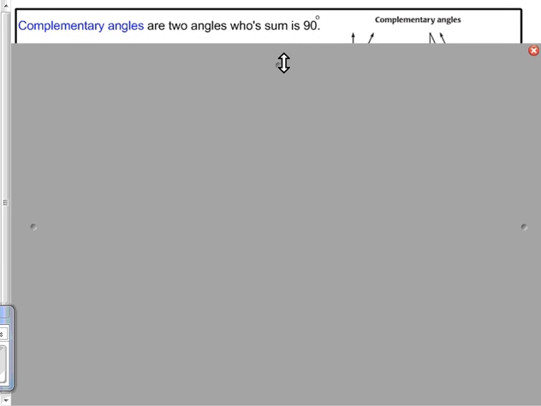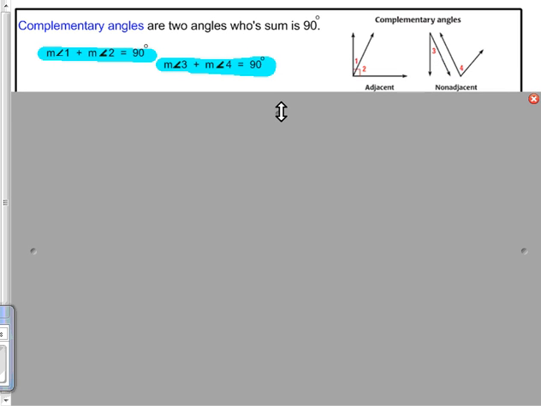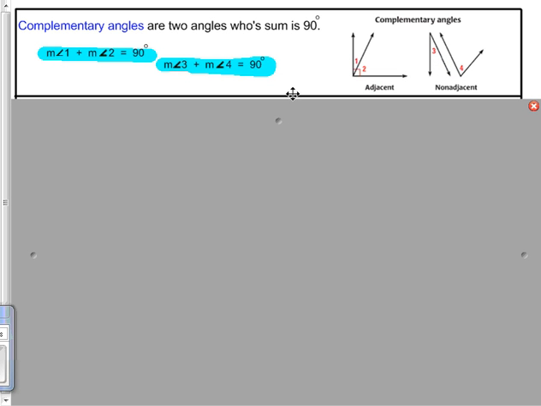Okay, the first thing we're going to look at is complementary angles. You may remember from 6th, 7th, 8th grade, complementary angles, 2 angles that complement each other, are angles whose sum is 90 degrees. In the picture here, we show what we're going to call adjacent angles. Angle 1 plus angle 2 is equal to 90 degrees, which may also be written by this expression here: the measure of angle 1 plus the measure of angle 2 equals 90 degrees.